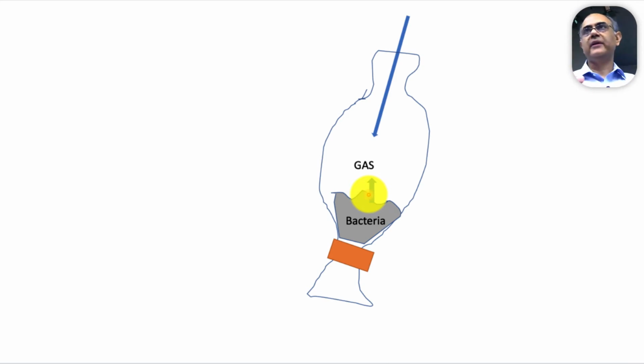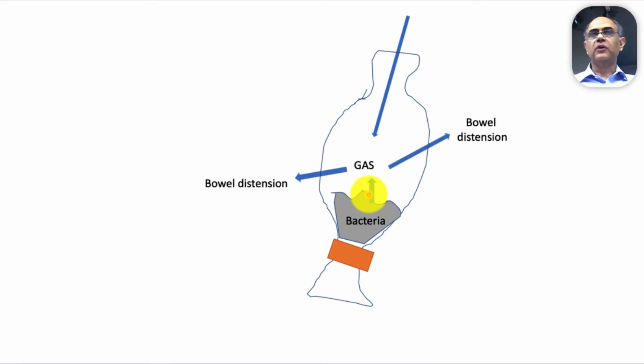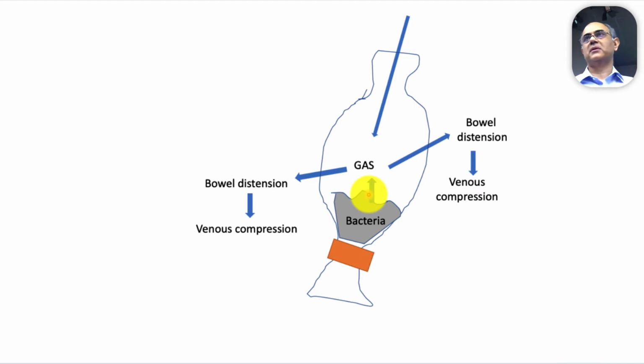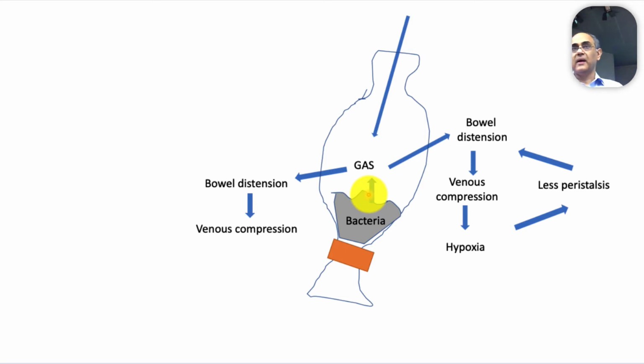So the important point in this, the higher the obstruction, the more the ingested gas will contribute. And if we move into the large bowel, the ingested gas will not have much role, but the bacterial gas will have more role. So this gas results in the distension of the bowel. And when the bowel distension happens, the blood supply will start to be compromised. And when the blood supply is compromised, there will be hypoxia to the intestinal cells. This hypoxia of the intestinal cells will contribute to less peristalsis. And this less peristalsis will contribute to more distension. So this cycle will keep going on.